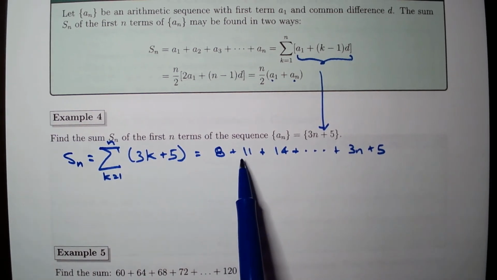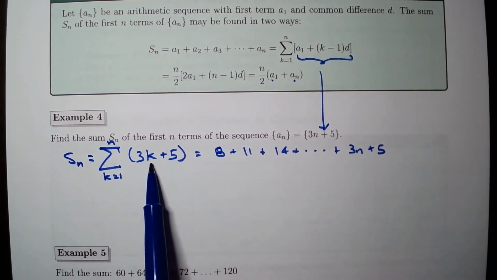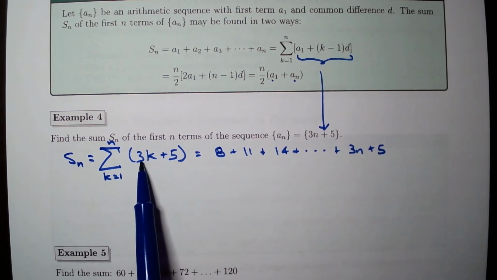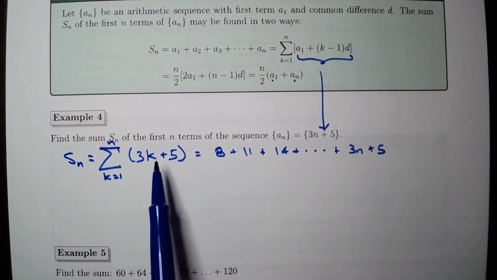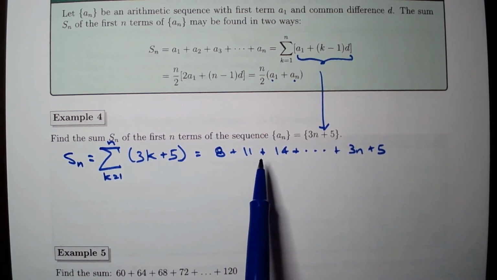Where do these numbers come from? Plug in k equals 1. 1 times 3 is 3 plus 5 equals 8. 2 times 3 is 6 plus 5 equals 11.